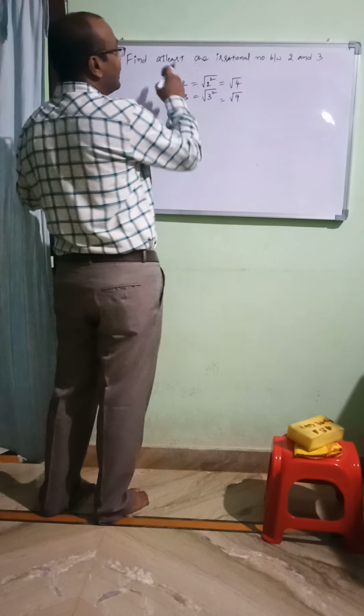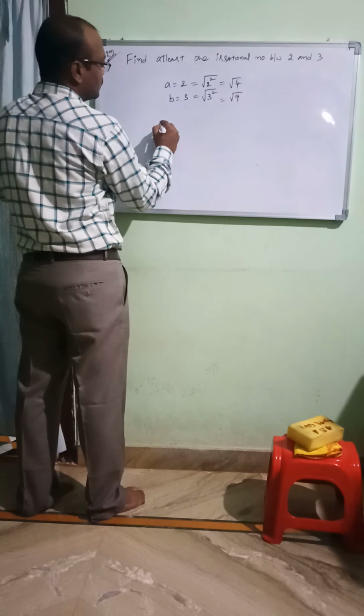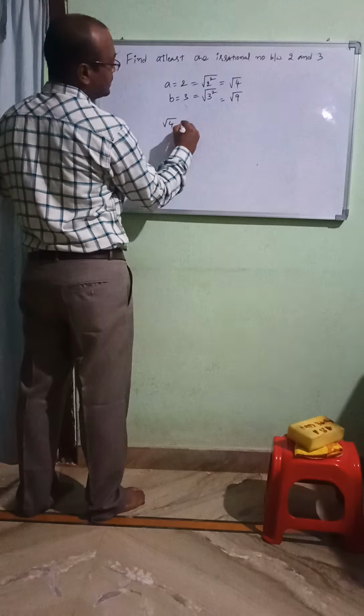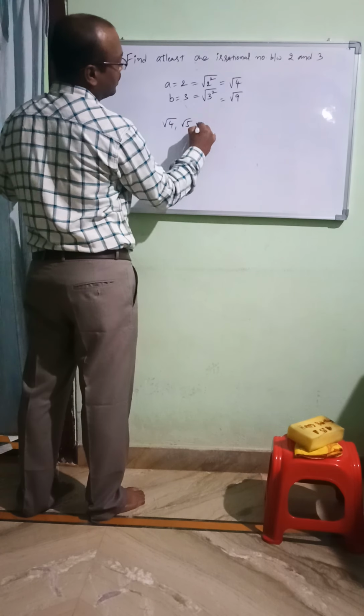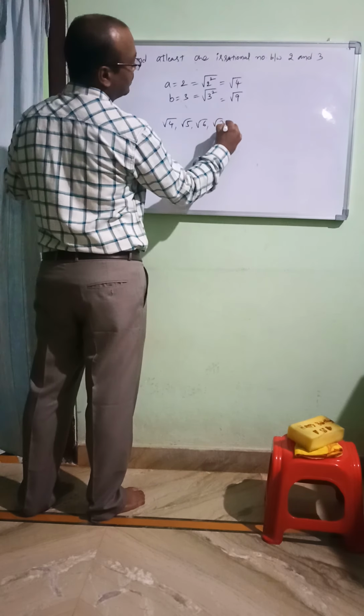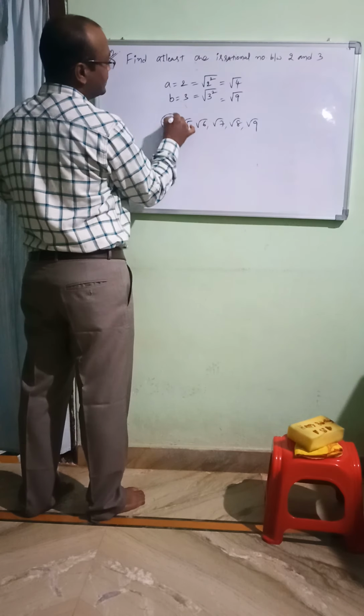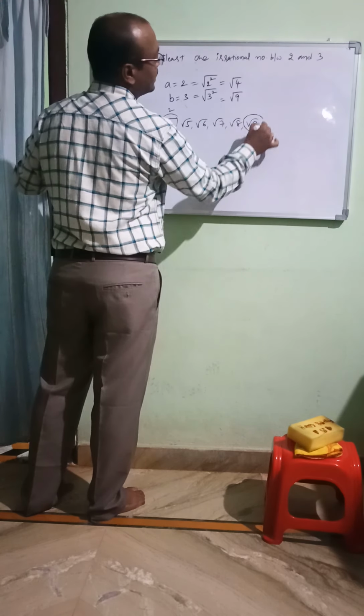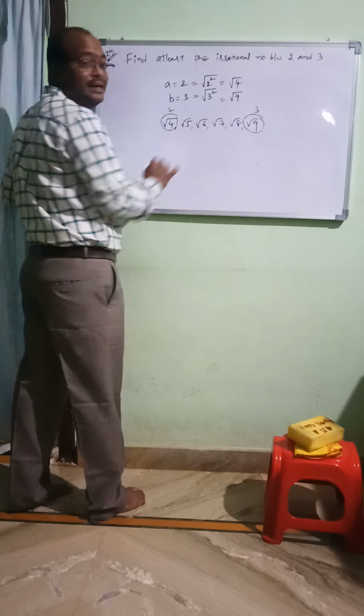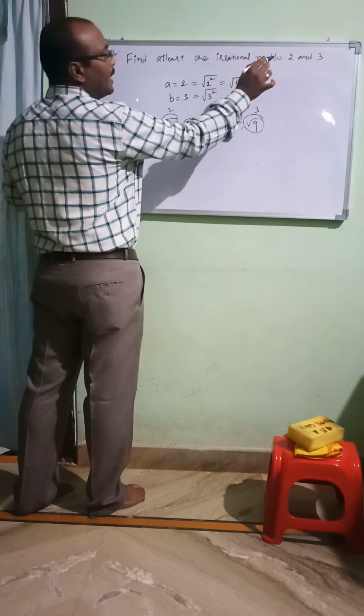But we want at least one irrational number. So after root 4, what is the next irrational number? Root 5, root 6, root 7, root 8 and root 9. Root 4 is nothing but 2, root 9 is nothing but 3. So these are the irrational numbers between 2 and 3.